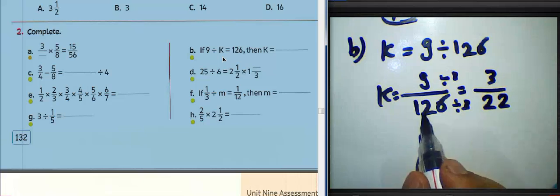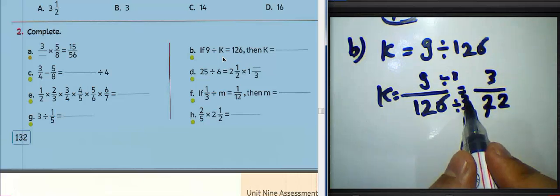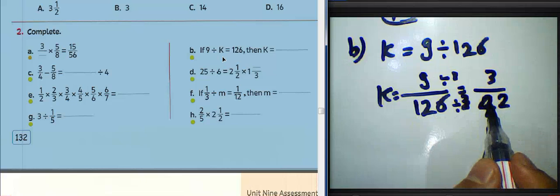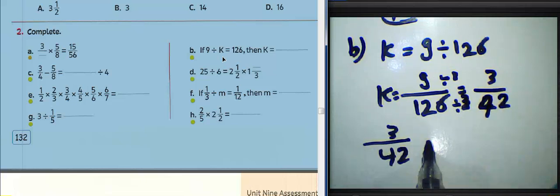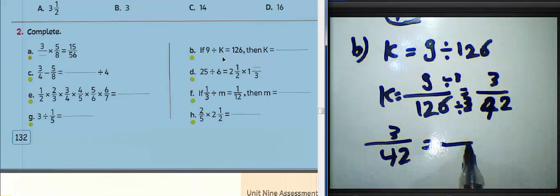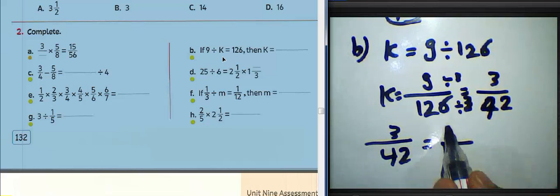Understood? 12 divided by 3 equals 4, and 6 divided by 3 equals 2. It will be 3 over 42. We can simplify it by dividing the numerator and denominator by 3. 3 divided by 3 equals 1, and 12 divided by 3 equals 4. So the result will be 1 over 14. Then k equals 1 over 14.